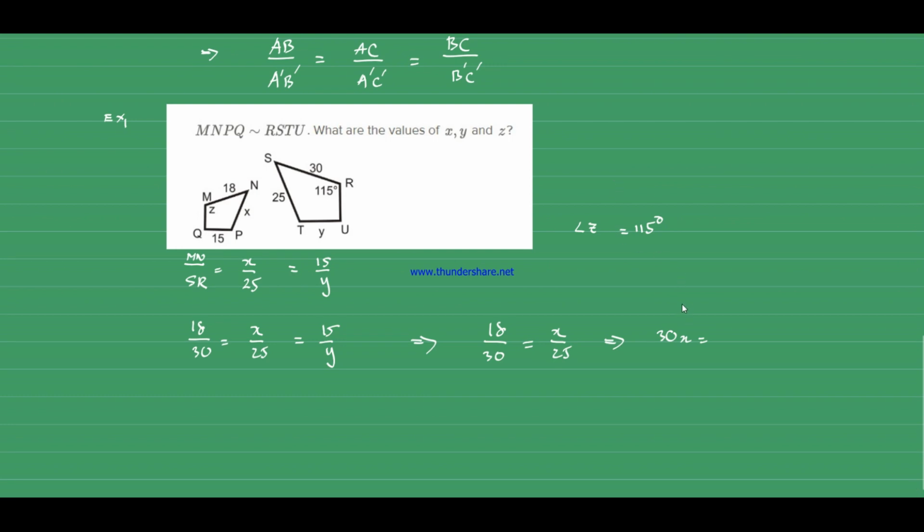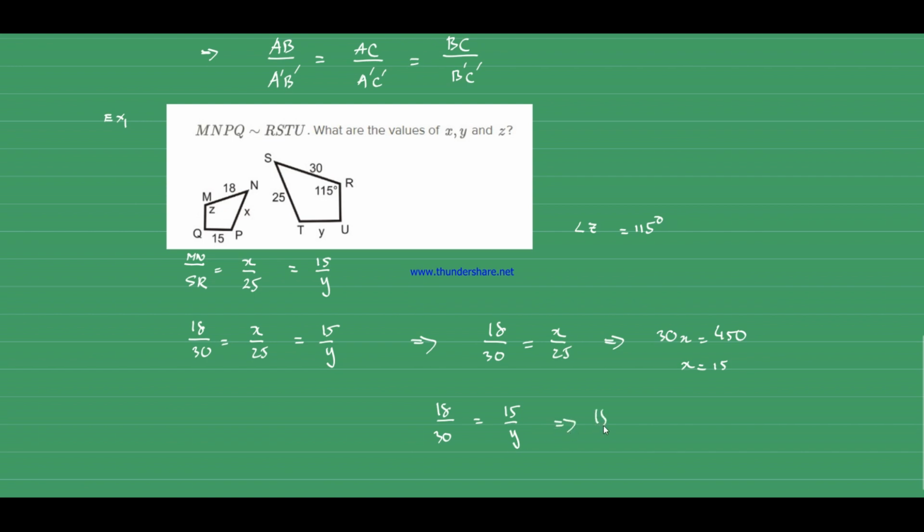Okay, so over here we have 450, and you divide by 30. Actually over here you get 15. Okay, so x is 15. Now we can go ahead and grab this one and this one, and we can go ahead and find y. So we have the proportion 18 over 30 equal to 15 over y.